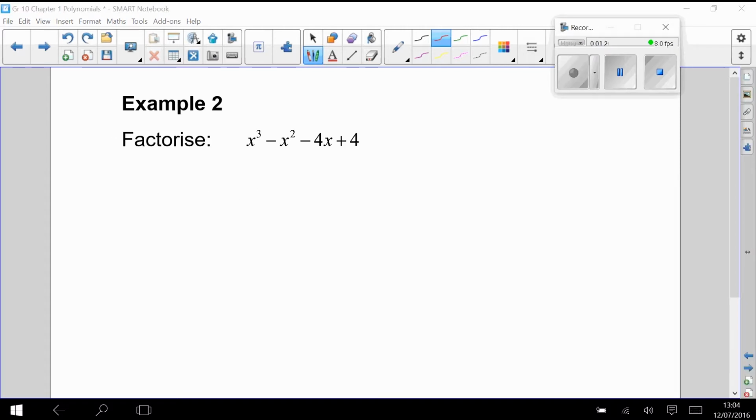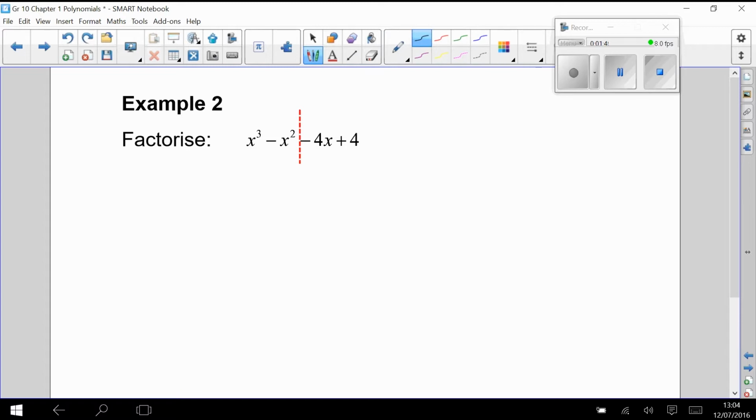But how would I factorize this expression? Because there is no highest common factor. There is no 4 or constant in the first two terms, and there's no x in the very last term. So what I'm going to do over here is I'm going to try and factorize by grouping. Now if I factorize by grouping, I basically am going to take a look at the first two terms and then separately the last two terms.